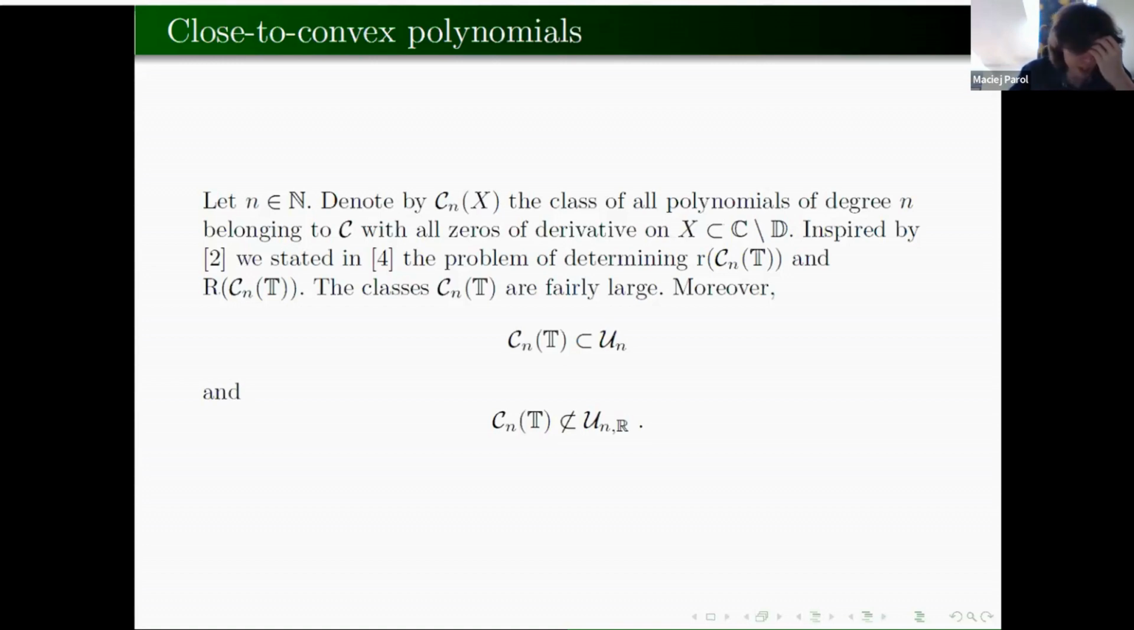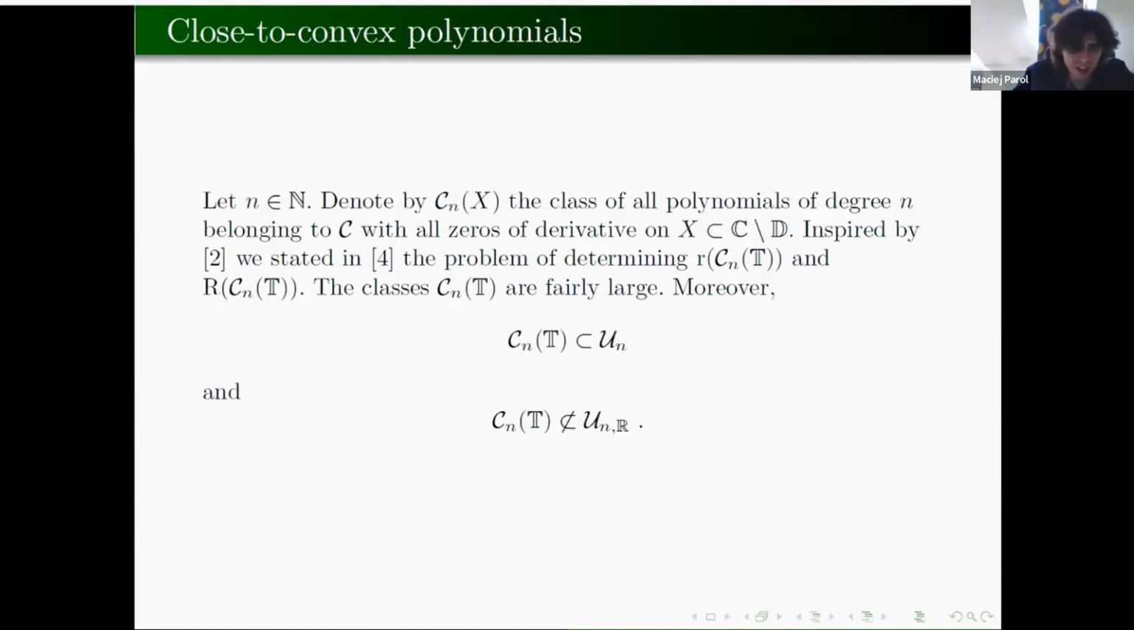We were inspired by Dmitryshin's work, and we stated in our article number 4, I will show the bibliography at the end, the problem of determining these two radii, and in this article we prove the situations for n equals 3 and 4.